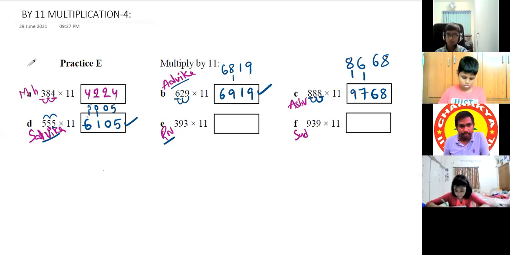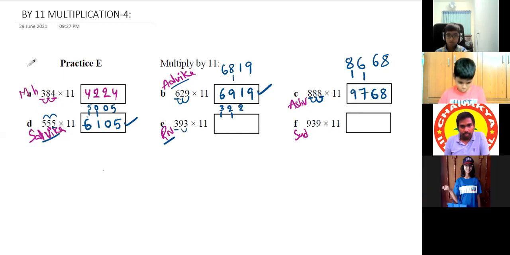Yes, sir. First, we have to keep 3 as it is, and 3 plus 9 is 12. So 1 we will carry forward, sir. Again, 9 plus 3 is also 12. Again, we have to carry forward 1, and then we have to keep 3 as it is. So the answer will be 4,323, sir. Very good. Correct. So Disha.